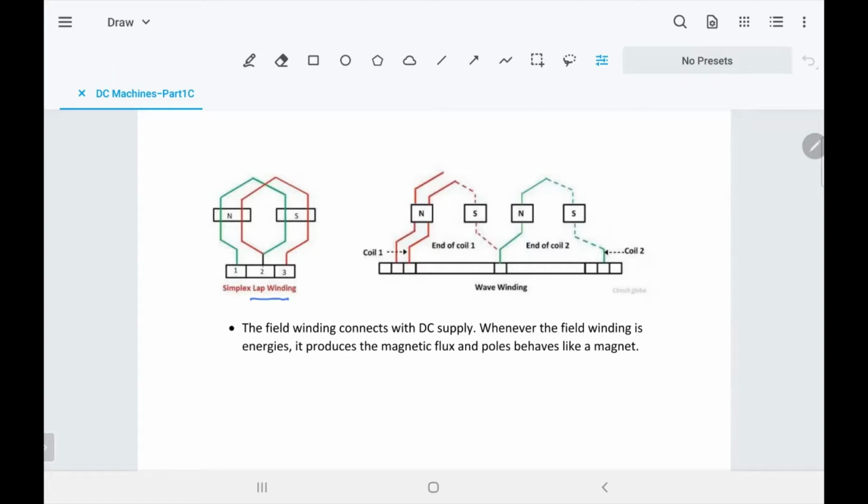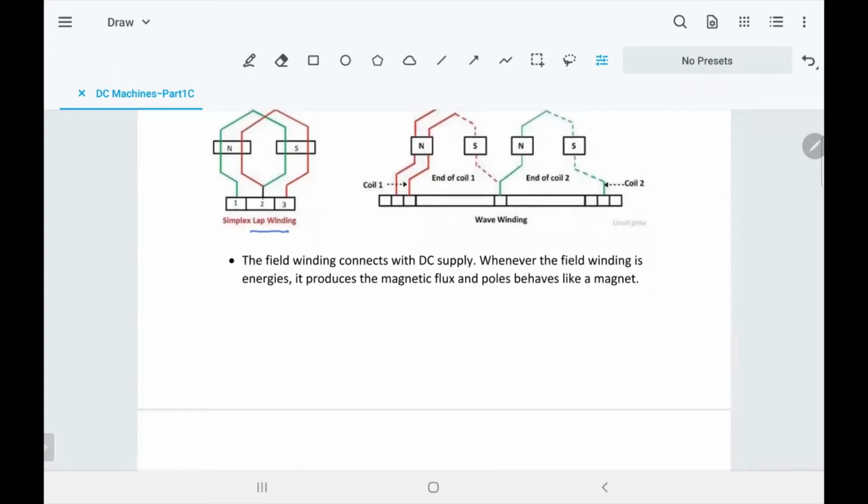So if you have two poles, you will have two groups of winding connected in parallel. If you are dealing with lap and you have four poles, you will have four parallel circuits. That would be the equivalent winding on the rotor if you are using a lap. But for wave winding, it doesn't matter the number of poles, you have only two parallel windings on the rotor. And there are reasons for that.